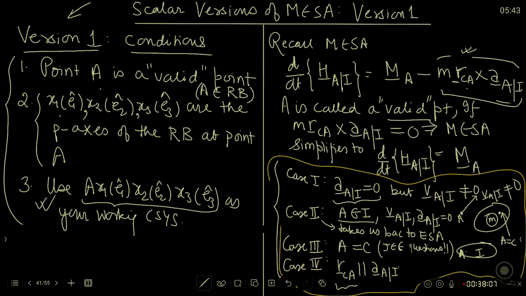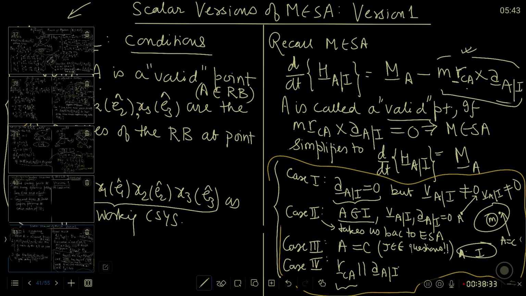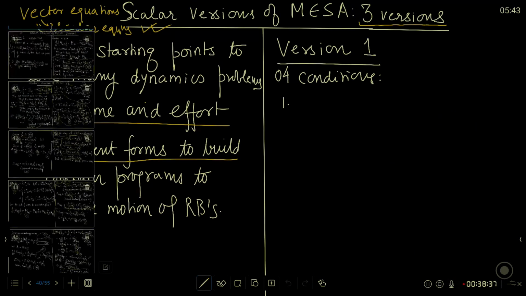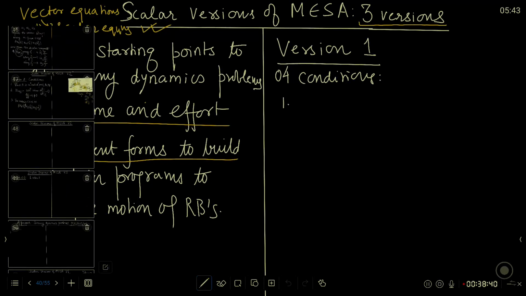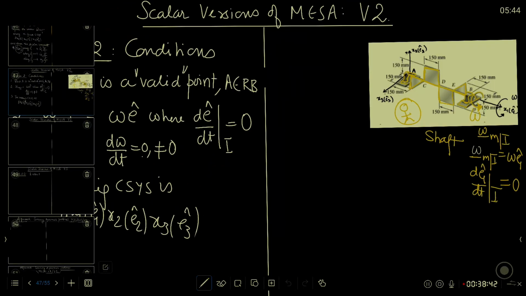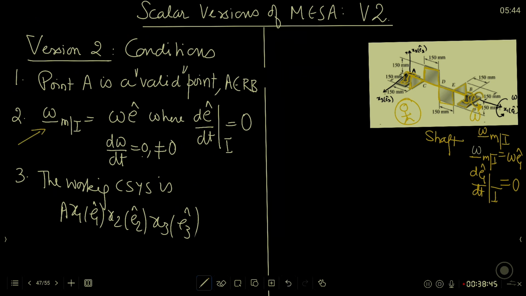The real difference between version 1 and version 2 is here. In version 1, I am saying that the 3 axes are the P axis of the RB at point A. Okay, whereas here in version 2, I am replacing that condition by another condition. So the 3 axes may or may not be the P axis. I don't care. But omega mi should be omega scalar times E hat, where E hat does not change its direction.